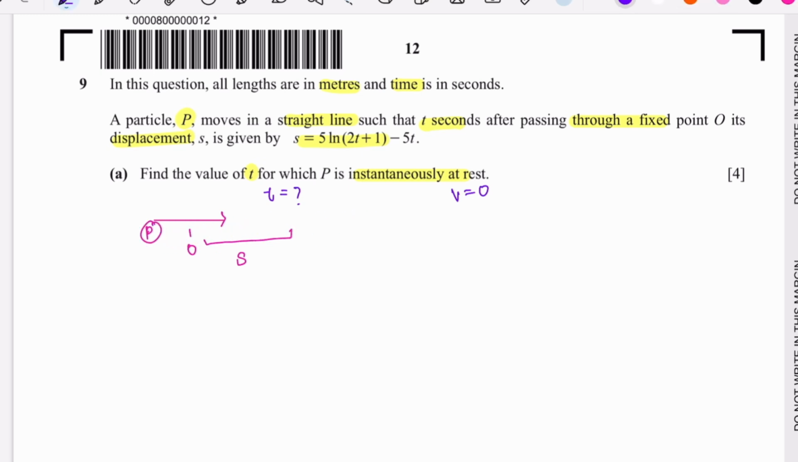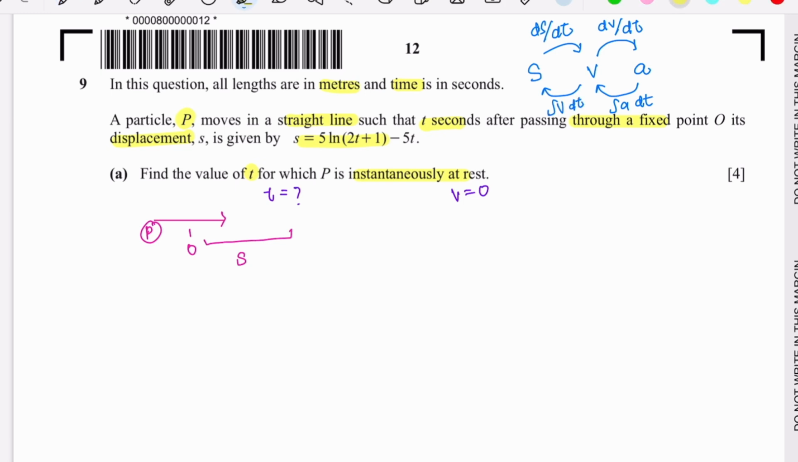Now, this is kinematics: displacement, velocity, and acceleration. If they give you displacement and you want to find velocity, you need to differentiate displacement. When they give you velocity and you want to find acceleration, you differentiate velocity. When they give you acceleration and you want to go backward, you integrate acceleration. When they give you velocity and you want to find displacement, that is when you integrate velocity.